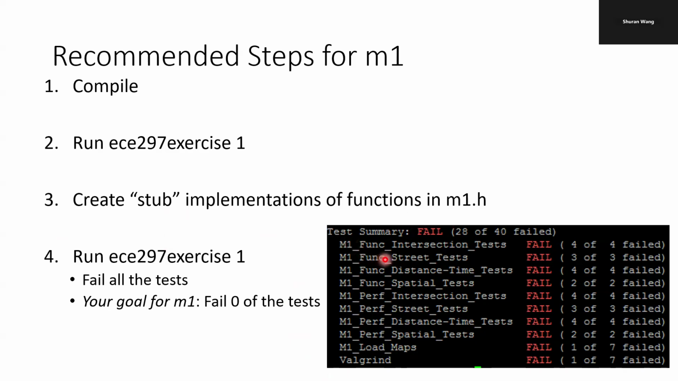Currently, because we don't have any implementations of the functions, all the tests should be failing. We have functionality tests that are used for checking whether the implementation is correct. We have performance tests that are used for checking whether you are taking a long time to run the functions or not. There is a performance test for load map, but it's loose enough so that you can complete everything inside it. Valgrind tests for memory leaks. And your goal for milestone 1 is to pass all of the tests here.